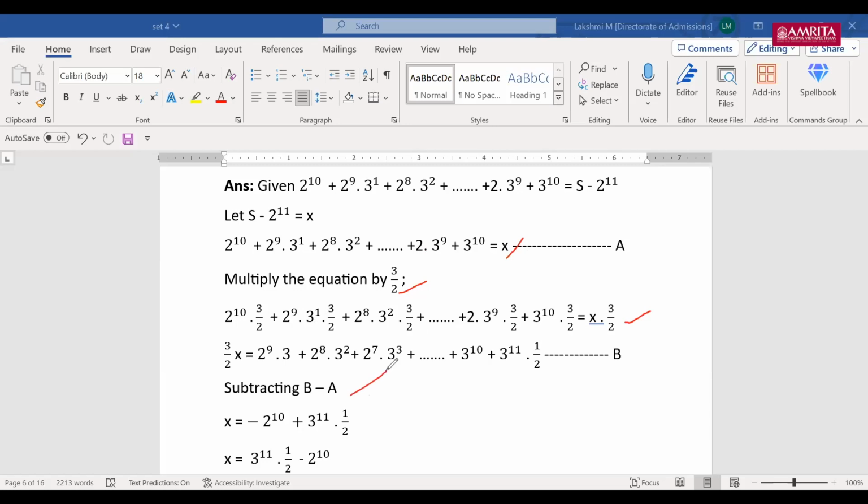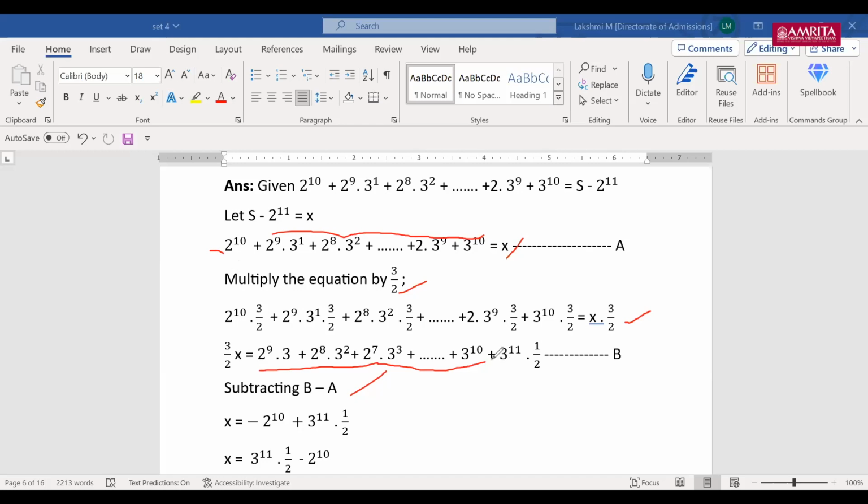So I'm just going to subtract b minus a. Here, from this term to this term, everything will get cancelled. It's a similar thing here, right? That's why I asked: you need to think whether, if you're subtracting, multiplying or doing anything, you'll be able to remove some terms. So here what you will get is minus 2 raised to 10, because there is no such term. So it will be just minus 2 raised to 10.